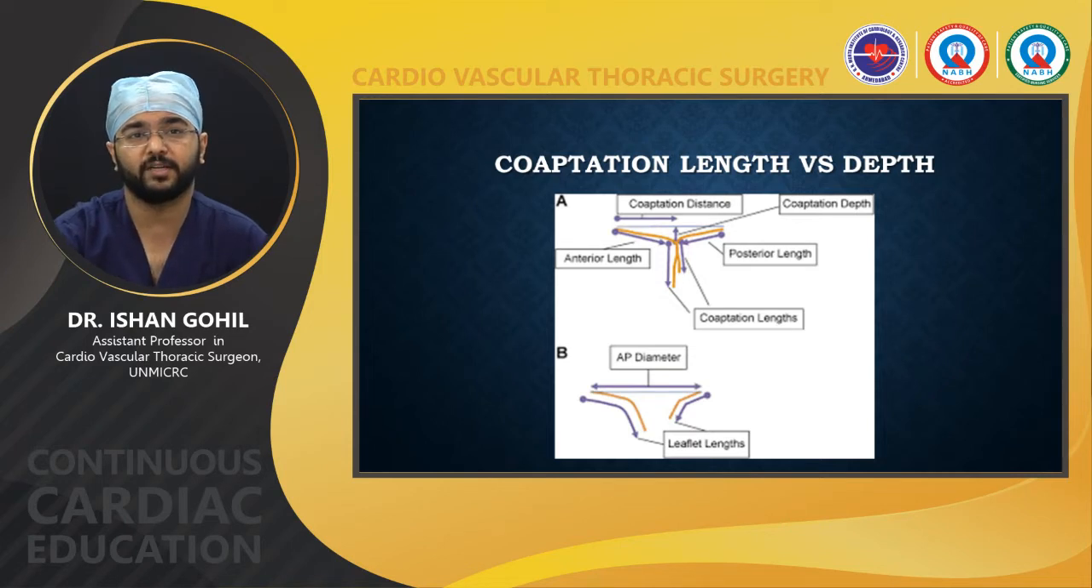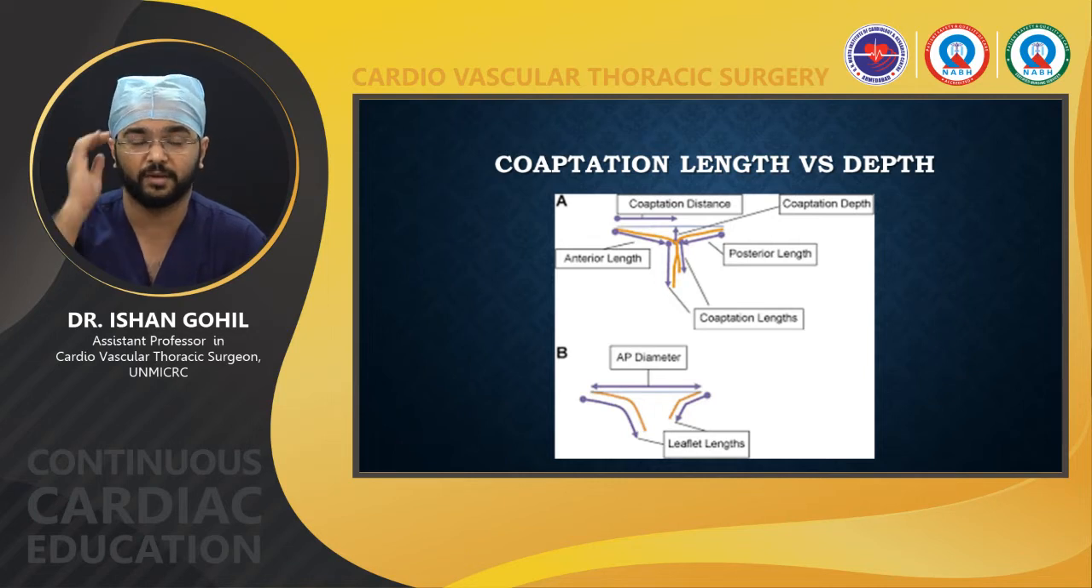So coaptation distance is when the heart is in systole, the distance between the line of coaptation to the annulus from the AML and from the PML is called the coaptation distance of AML and coaptation distance of PML. And the other terminology is coaptation length. Coaptation length is the length of the leaflet after the point of coaptation. So this is the point of coaptation. The length of AML beyond that is called the coaptation length of AML, and the length of PML beyond the point of coaptation is called the coaptation length of PML.